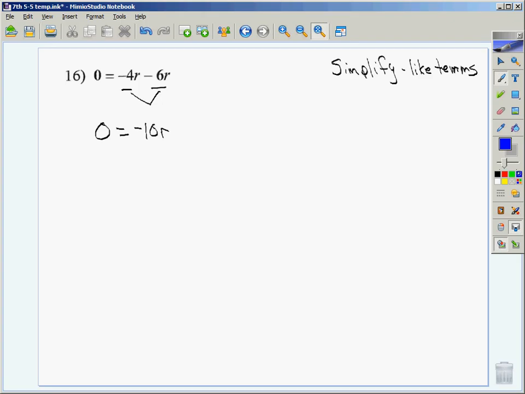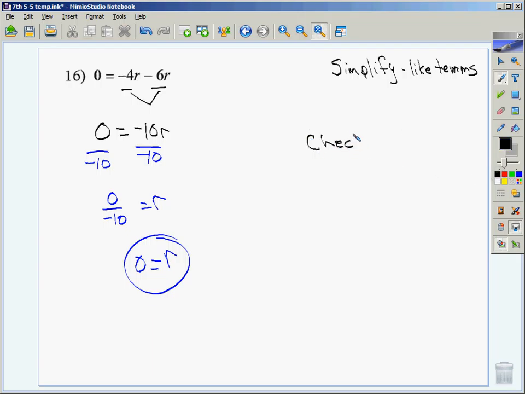R is not by itself yet, it's being multiplied, so I need to divide. It leaves me with 0 divided by a negative 10. Now I have to remember that any time I divide 0 by any number, it gives me 0 for an answer. And again, I want you to be able to see this one because it's kind of unique, 0 as being an answer. There's nothing wrong with 0 as an answer, but I want you to see that it works out, so we are going to check this one.